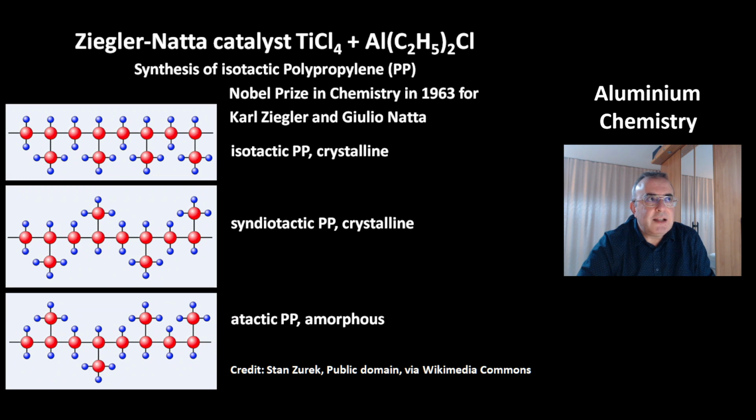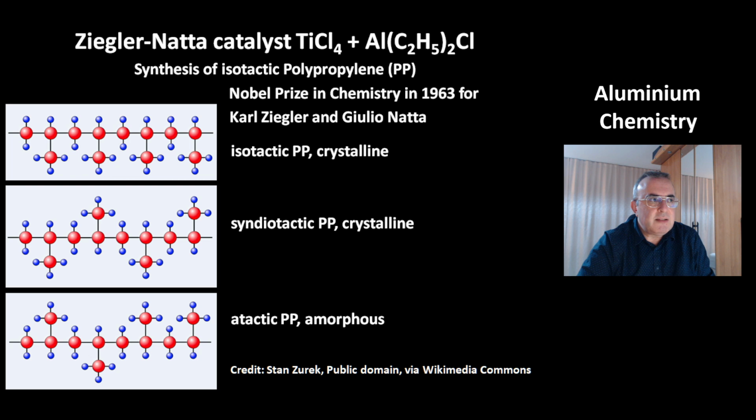This is the Ziegler-Natta catalyst. It's titanium tetrachloride and diethyl aluminium chloride. It was used in the synthesis of isotactic polypropylene. And for this discovery, the Nobel Prize in Chemistry was given in 1963 to Karl Ziegler and Giulio Natta.